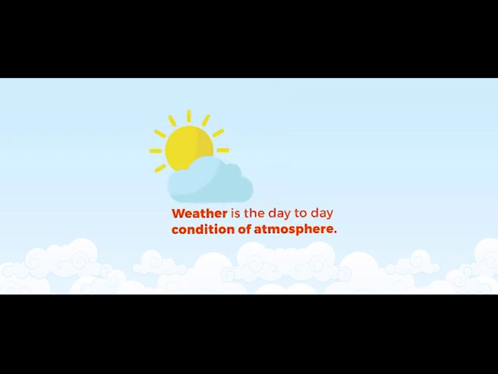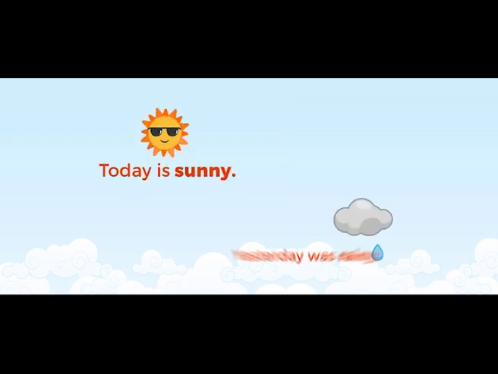Weather is the day-to-day condition of the atmosphere. So when we are defining weather, you will have to know that we are describing atmospheric condition for a short duration. For example, today is sunny. Yesterday was rainy. These are some of the examples of weather.